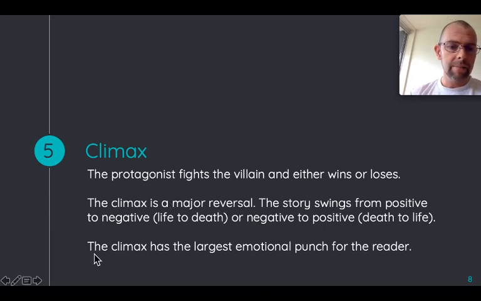Now, the climax also has to have the largest emotional punch for the reader. This is really important. If the climax doesn't have some emotional punch, then it's an ineffective climax. And what I mean by emotional punch is that all the decisions of the protagonist, all the decisions of the antagonist have to collide together in that reversal, and we see that conflict play out.